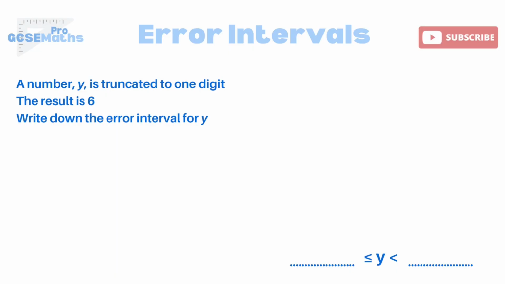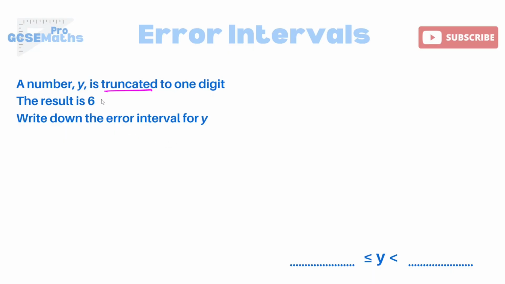Now some of you might not know what this is, might not have seen it before. I didn't really know this word in just general life. Truncated is where, let's say you have loads of digits, they just cut it off. They just counted a certain number and cut it off after that. They didn't care what came after it. So for example, in this case, a number, y, is truncated to 1 digit. So they looked at the first digit and then after that, whatever came after that, they cut it off. The result is 6. Write down the error interval for y.